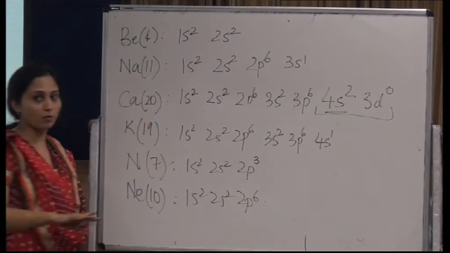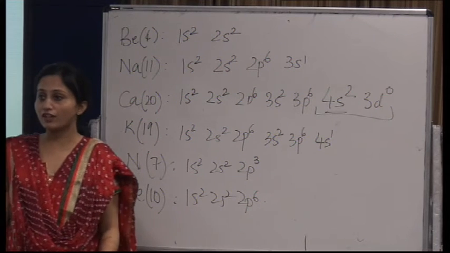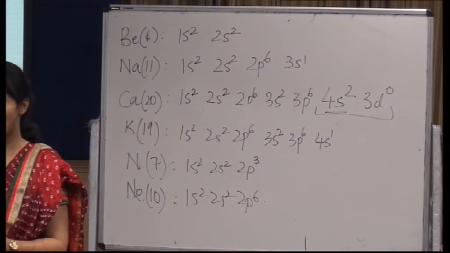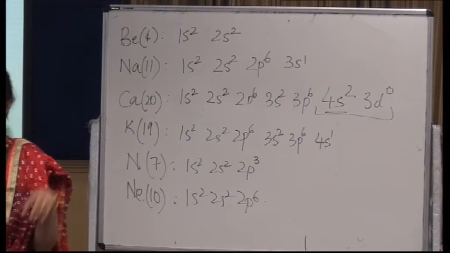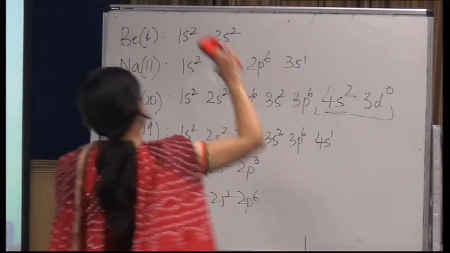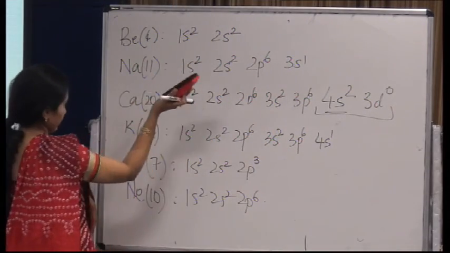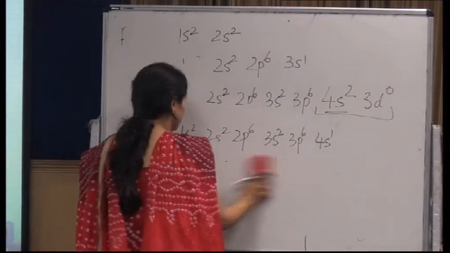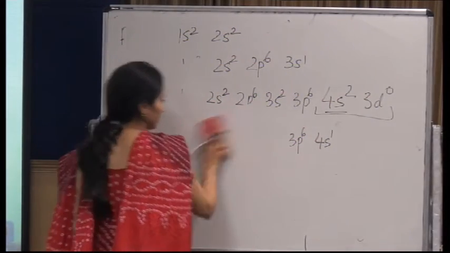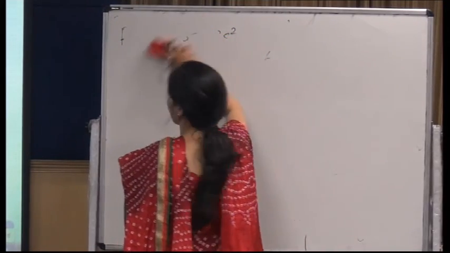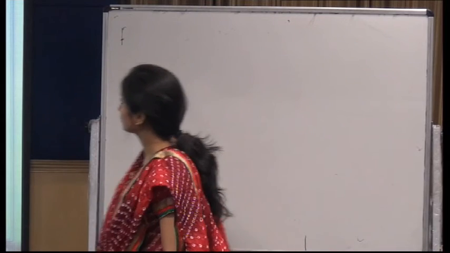Now here I want to state that the half-filled and fully filled orbitals are more stable than the others. Please make it a point to note down that the half-filled and fully filled orbitals are more stable than the irregularly filled orbitals.